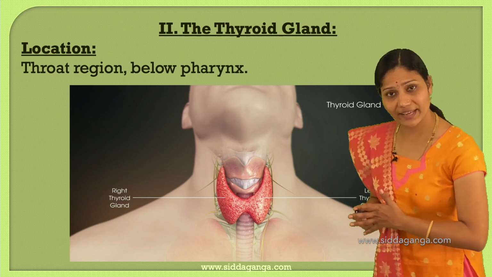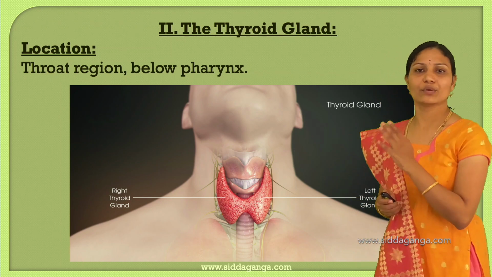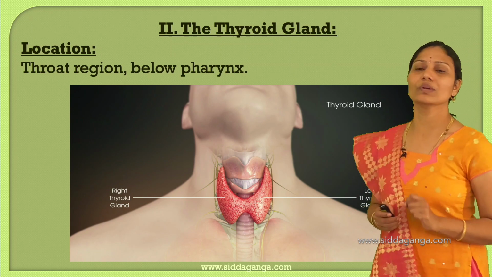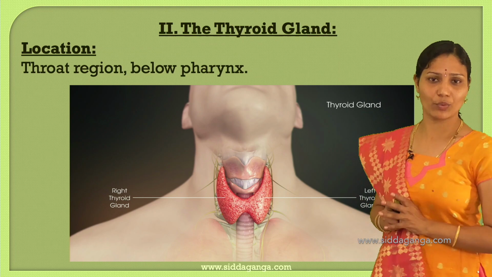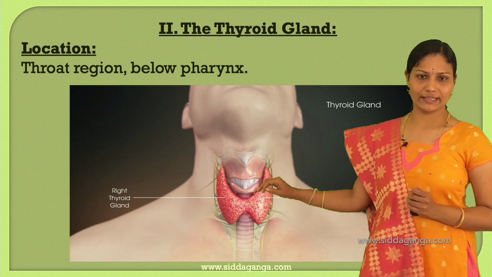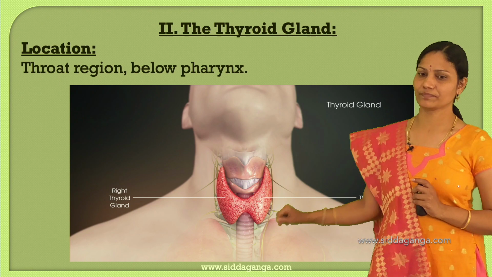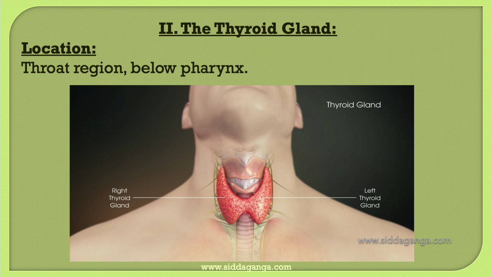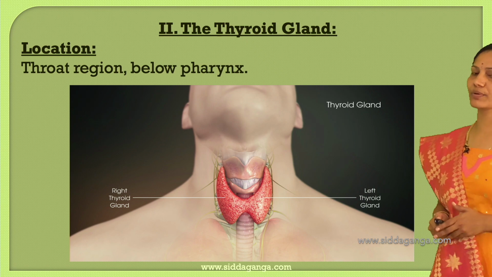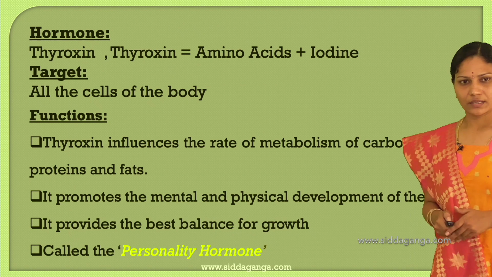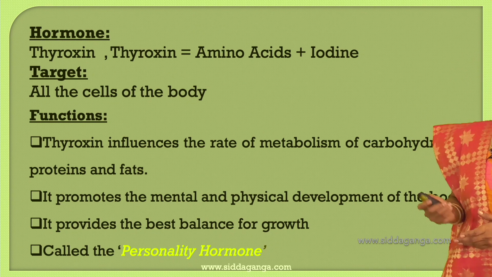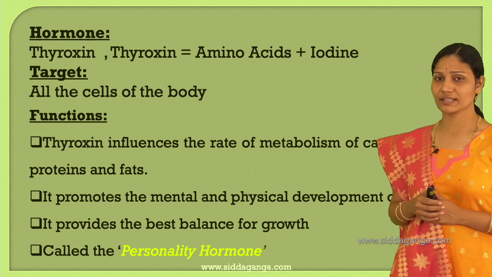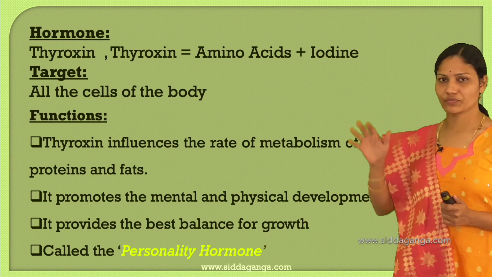Let's now understand where it is actually located. The thyroid gland is located at the throat region. It is a reddish brown colored gland, located below the pharynx at the throat region. The hormone secreted by this is thyroxine, a very important chemical that is needed for the overall balance of an individual.